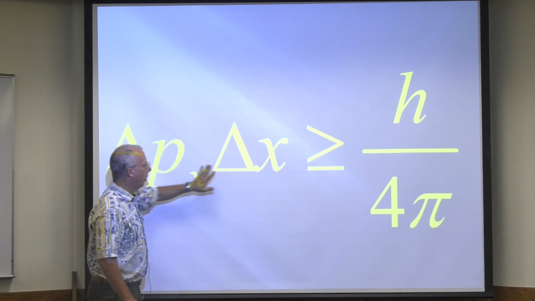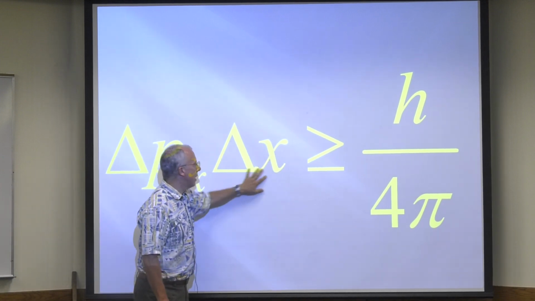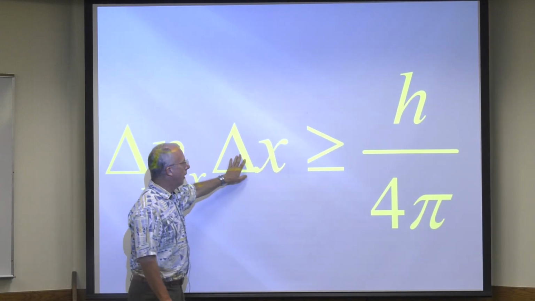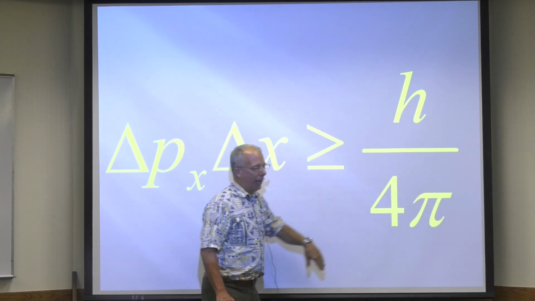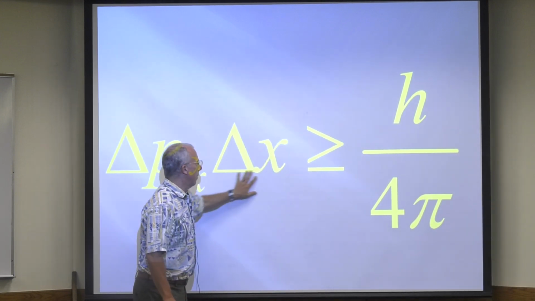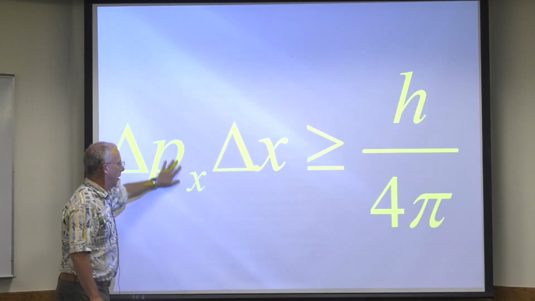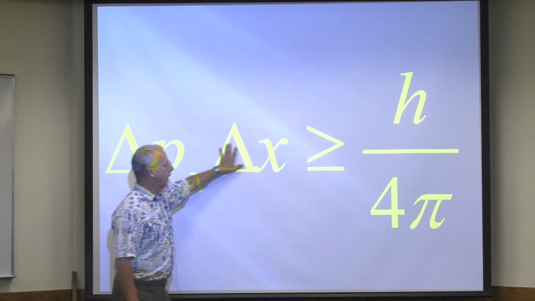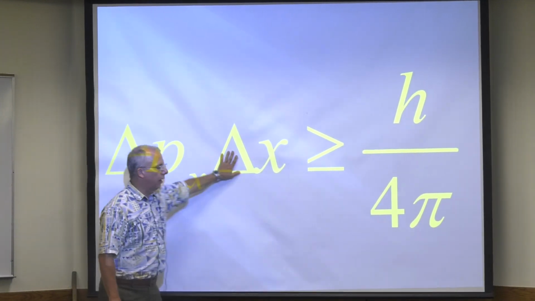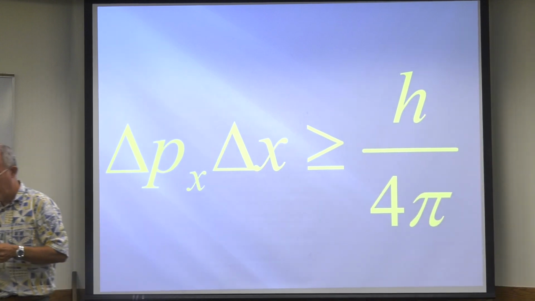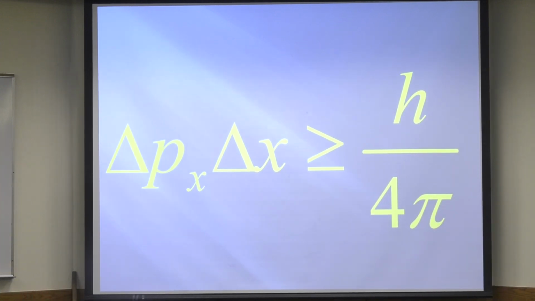Think about it. If you knew this exactly, this would be 0. Well, how can 0 be greater than h over 4 pi? It can't. So there's always going to be some uncertainty here, and uncertainty here. If you shrink this, this increases. You shrink that, that increases. There are always going to be fundamental uncertainties. That's crazy, compared to Newtonian mechanics. We have never had anything like that in Newtonian mechanics.